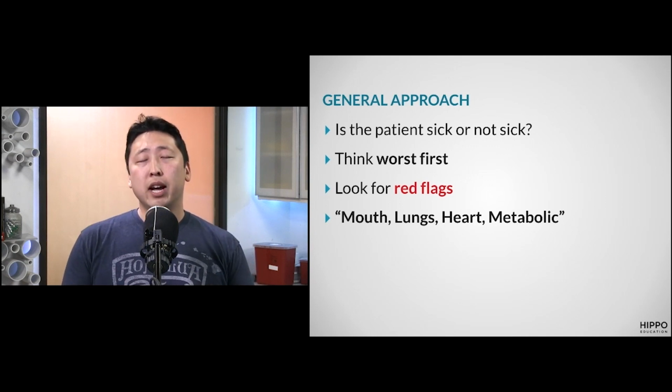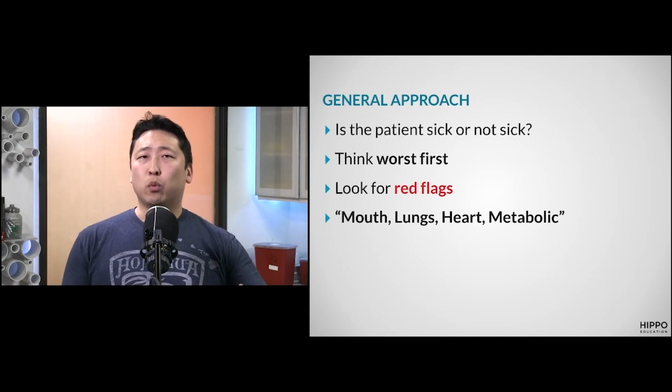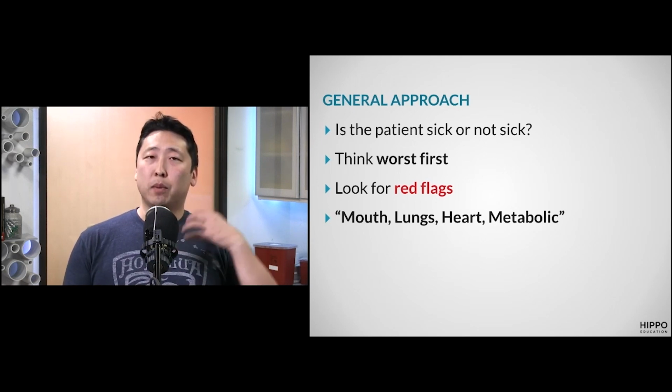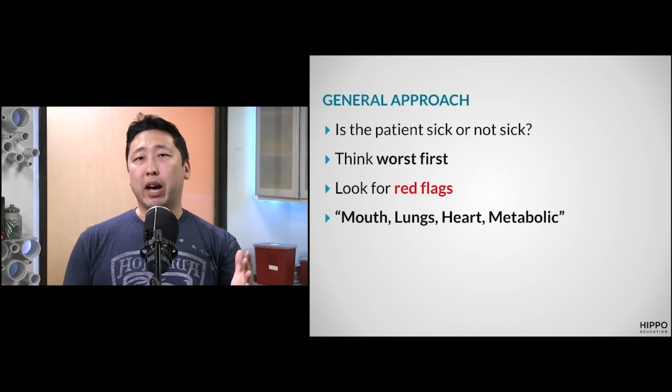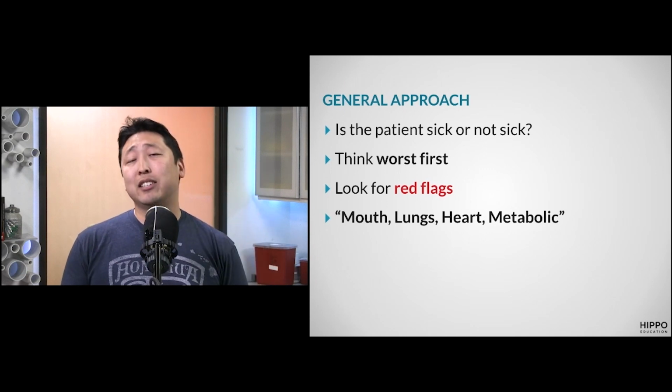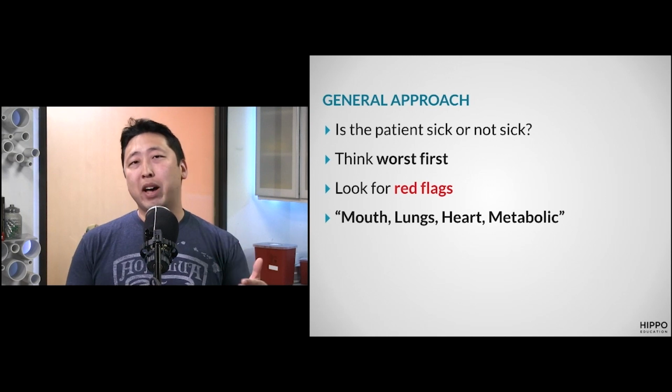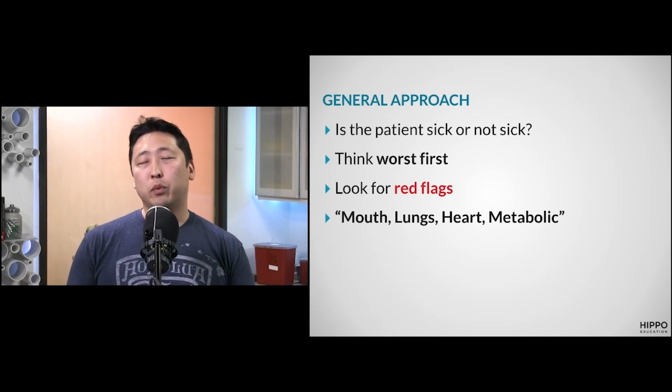But when we talk about the red flags and worst first, there's a mnemonic that I came up with that, for me, helps frame how I'm thinking about and systematically and consistently going through shortness of breath, because it can be pretty vague. It's mouth, lungs, heart, metabolic. And we'll go into that in a little bit.